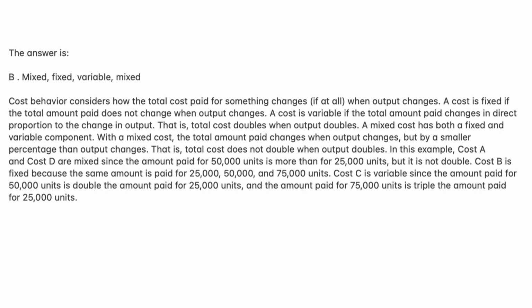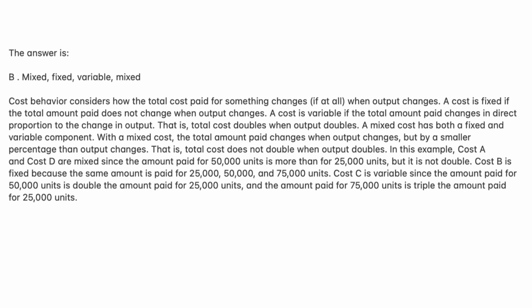Cost behavior considers how the total cost paid for something changes, if at all, when output changes. A cost is fixed if the total amount paid does not change when output changes. A cost is variable if the total amount paid changes in direct proportion to the change in output. That is, total cost doubles when output doubles. A mixed cost has both a fixed and variable component. With a mixed cost, the total amount paid changes when output changes, but by a smaller percentage than output changes. That is, total cost does not double when output doubles.